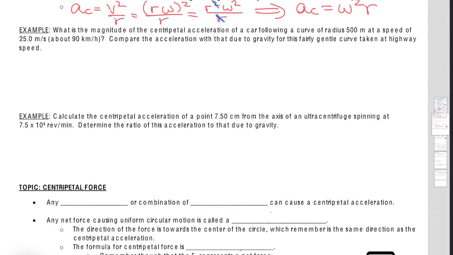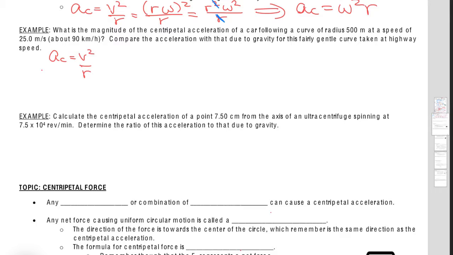So this first example says, what is the magnitude of the centripetal acceleration of a car following a curve of radius 500 meters at a speed of 25 meters per second, which is about 90 kilometers per hour, which actually works out to be about a highway speed. And then compare this acceleration with that due to gravity for this fairly gentle curve taken at a highway speed. So what we're going to do is just find the centripetal acceleration. And this question is very typical. They always want you to maybe report it in terms of g.